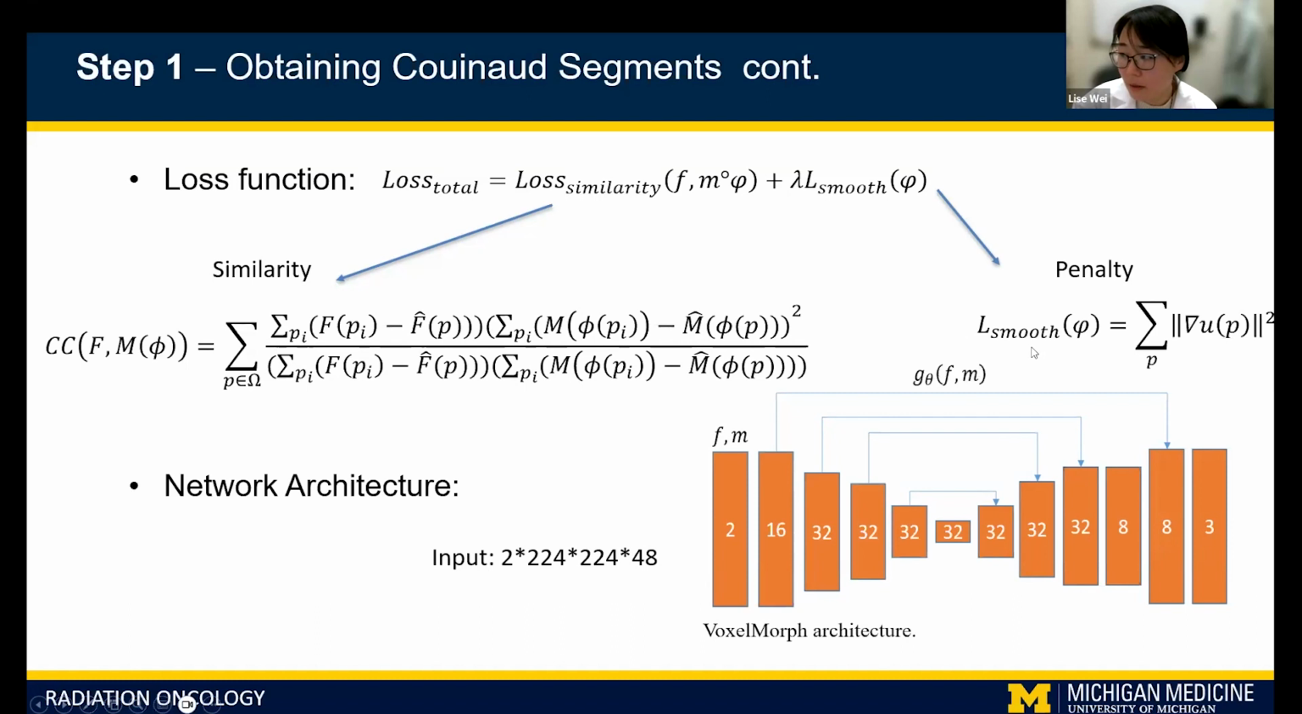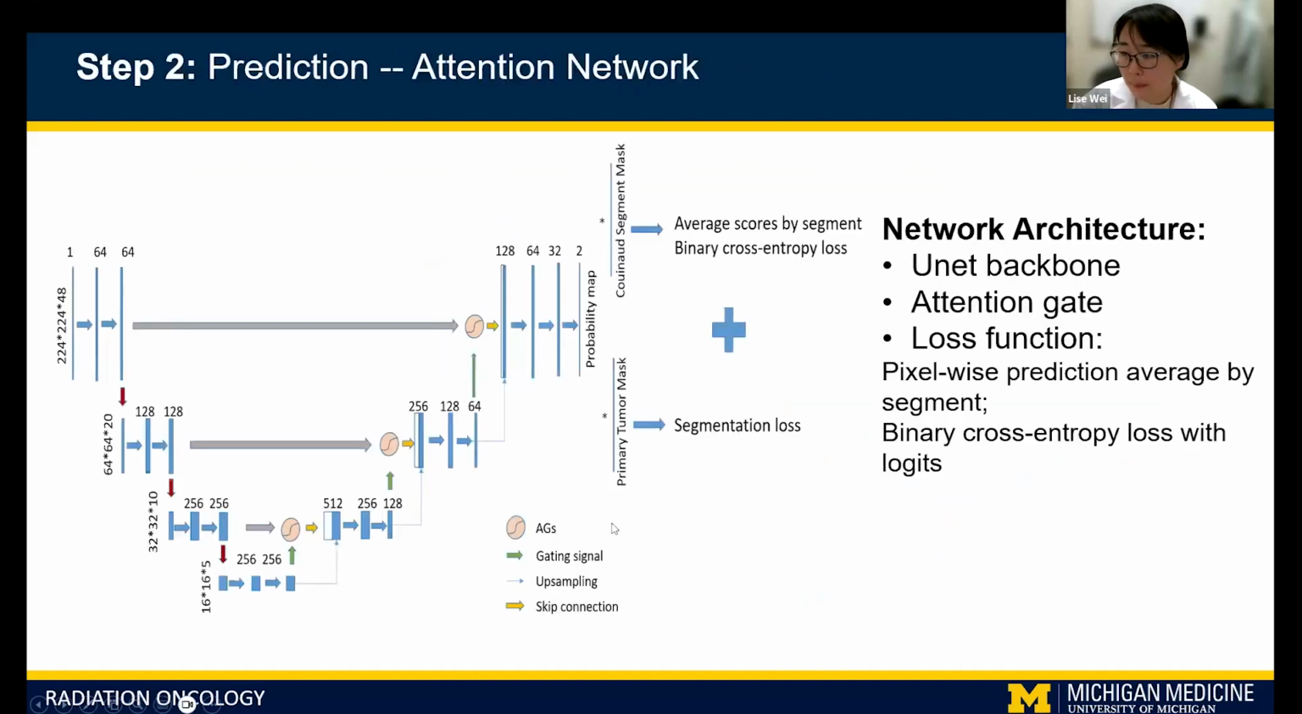And the smoothing loss, so u is the deformation field. Each voxel will have 3 directions, X, Y, Z. So we want to make the gradient small, so that it doesn't have a very weird deformation field. This is a little more detail of the VoxelMorph structure, with the 2-channel input and 3-channel output for the deformation field for each voxel.